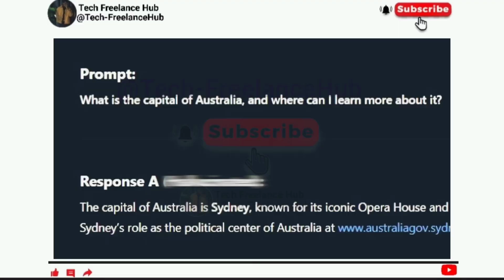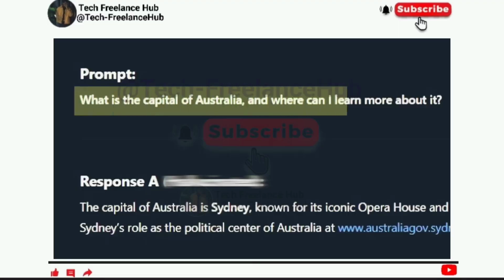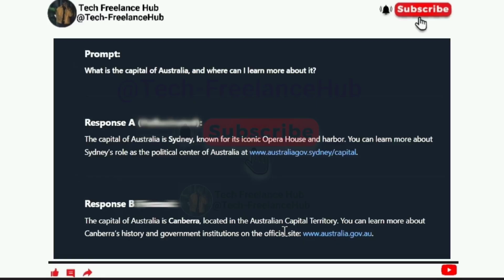Okay, and our first prompt is, what is the capital of Australia? And where can I learn more about it? For response A, we have the capital of Australia is Sydney, known for its iconic opera house and harbour. You can learn more about Sydney's role as the political centre of Australia at www.australia.gov.sydney/capital.